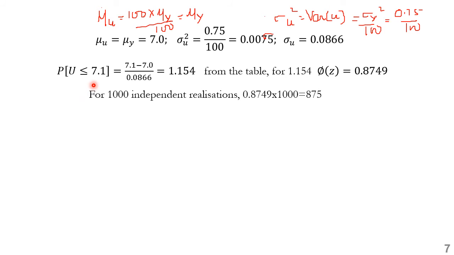Probability of u less than or equal to 7.1 is equal to 7.1 minus 7 divided by 0.0866, that is 1.154. Refer to the table. From the table we get phi of z equal to 0.8749. Therefore for 1000 independent realizations we need to multiply this 0.8749 with 1000 to get approximately 875.